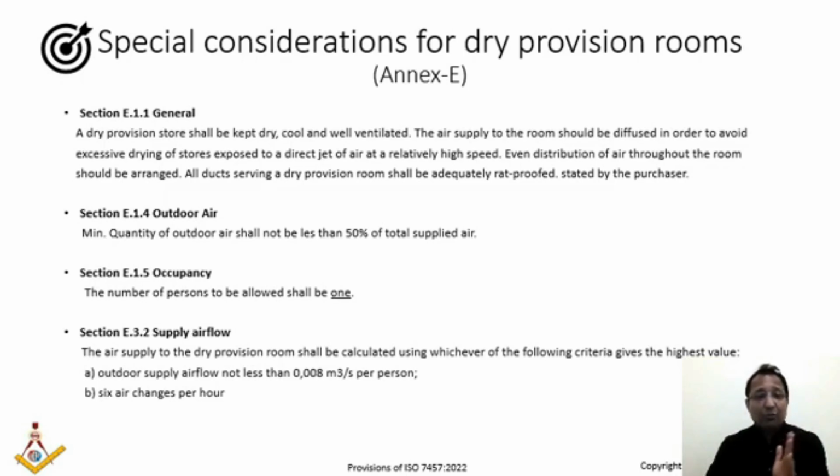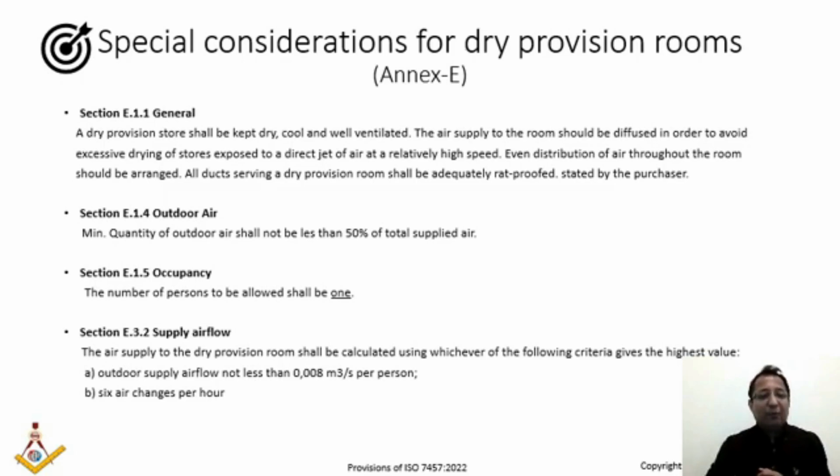Even distribution of air throughout the room should be arranged, and ducts serving this particular room should be adequately rat proofed, as stated by the purchaser. Rat proof: the food is there, rats are there. Normally in marine this situation never arises, but by chance, suppose you are onboarded at a particular port and a rat enters, then your duct should be rat proof, otherwise the rat will go everywhere in the ship through the ducts. So it has to be rat proof.